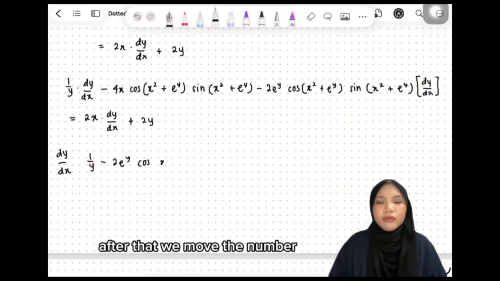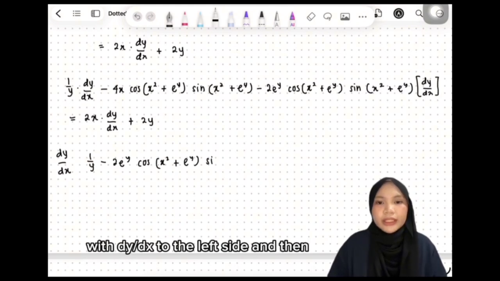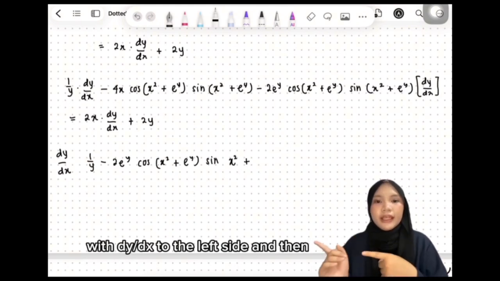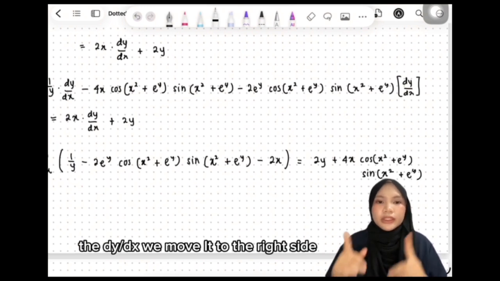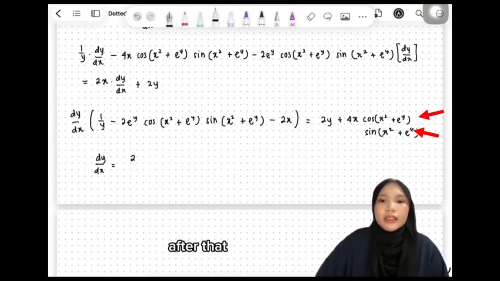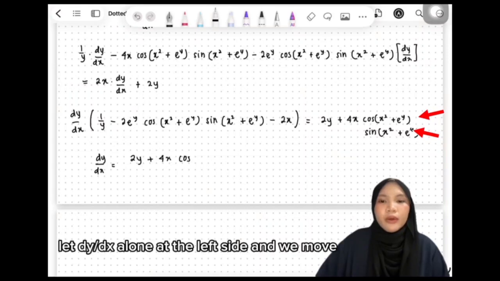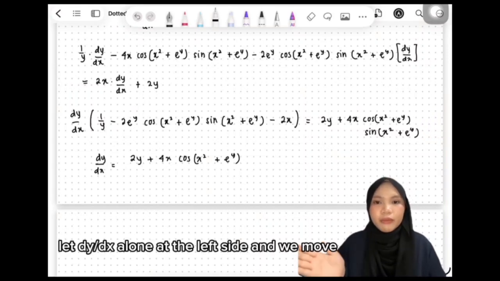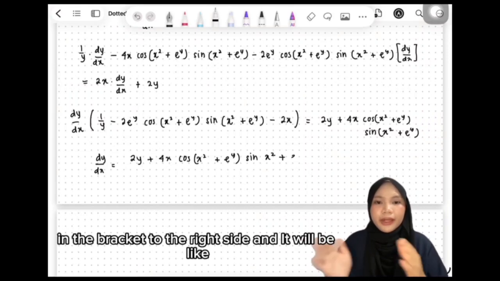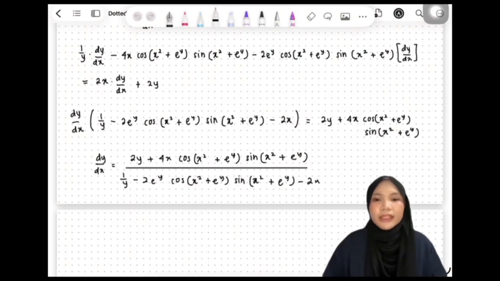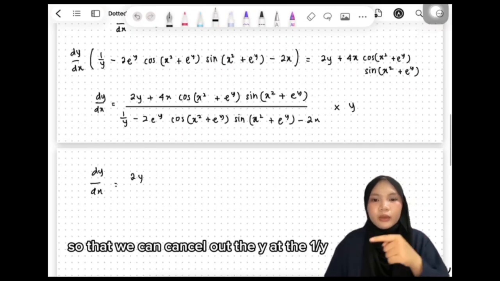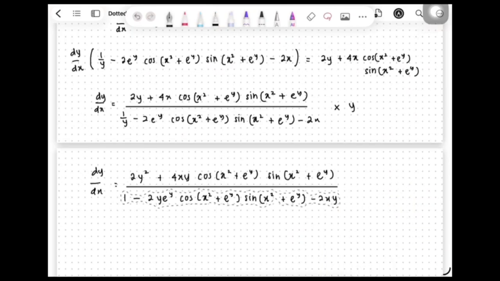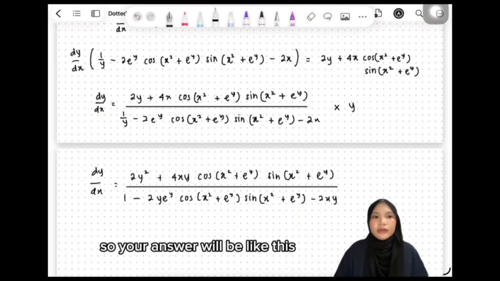After that, we move the terms with dy over dx to the left side, and the terms without dy over dx we move to the right side. After that, we let dy over dx alone at the left side, and we move the number in the bracket to the right side, and it will be like this. And then we need to multiply by y so that we can cancel out the y in the 1 over y. So your answer will be like this.